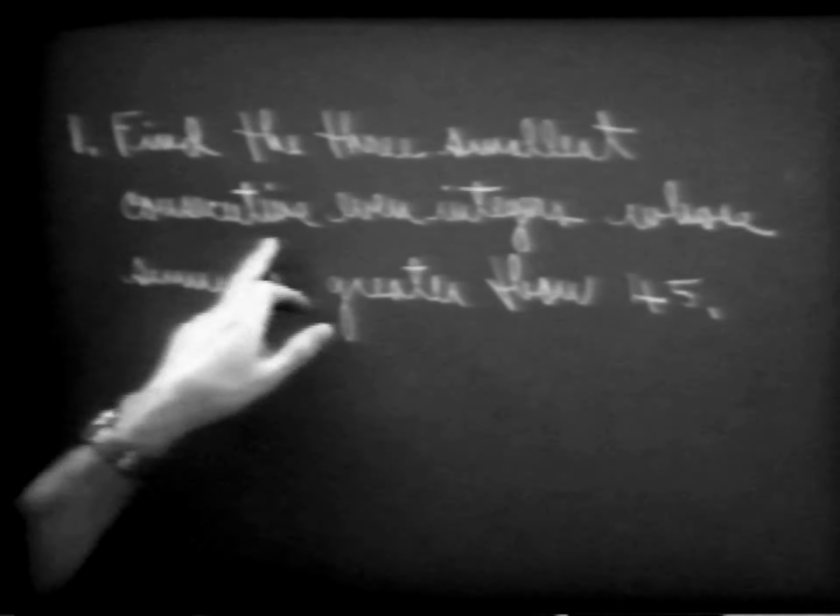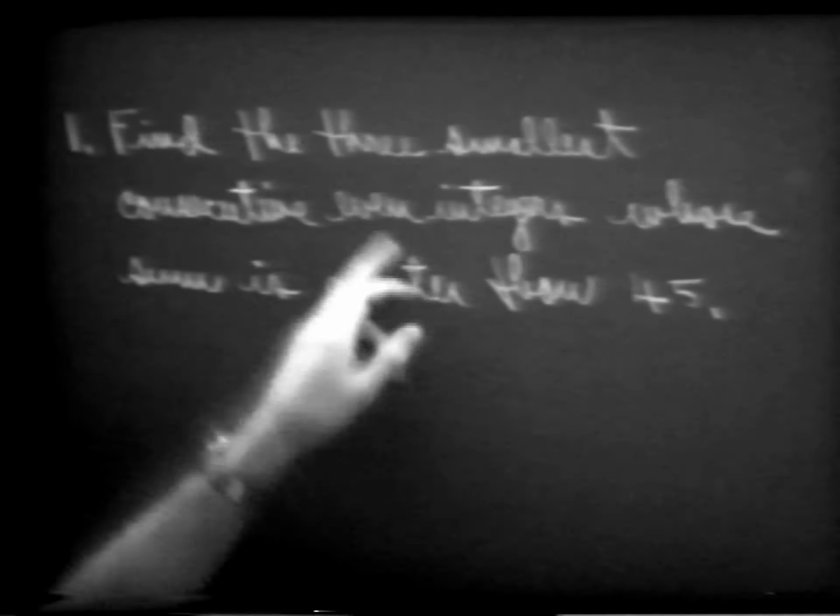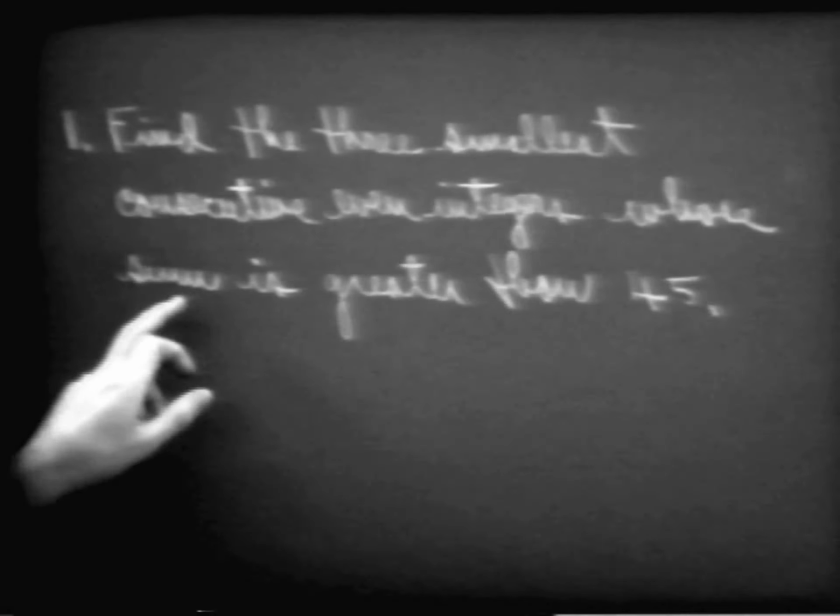So there are two important words here, one of which is consecutive and the other is even. So for example, if 4 is an even number, what is its next consecutive, or what is the consecutive even number? And Chuck says 6. So let's see now, it says here, find the three smallest consecutive even integers whose sum is greater than 45. So do you know what the smallest one is?